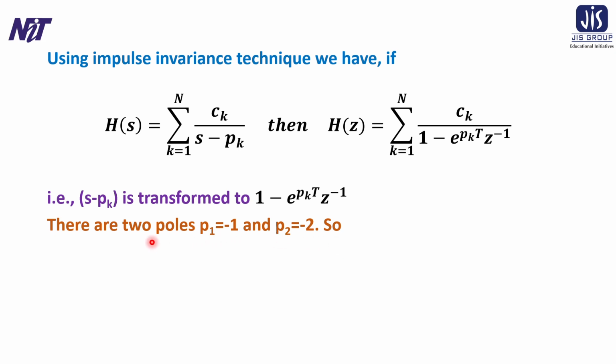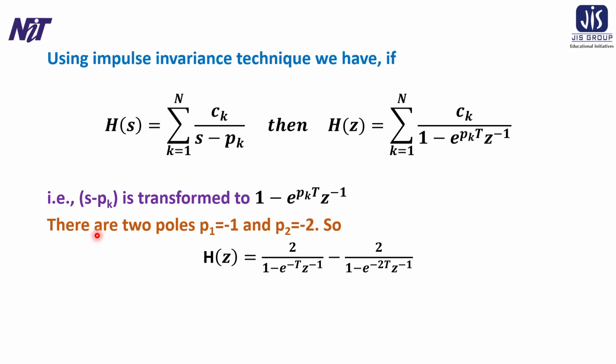Now, there are the two poles which I derived in the previous slide: P1 is minus 1 and P2 is minus 2. So using this formula, we can find H(z) equals 2 divided by 1 minus e to the power pk T, where pk is minus 1, into z to the power minus 1. Similarly, here pk is minus 2, so 1 minus e to the power minus 2 T into z to the power minus 1. So in this way, from H(s), we can convert to H(z).